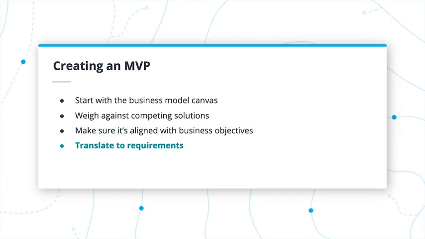Once you've done all these things, then it's time to break down the MVP into requirements. This is what will make it actionable for the team to execute against. And this is where you're going to start to detail what the product does and doesn't do in more detail. Usually this means writing a PRD.